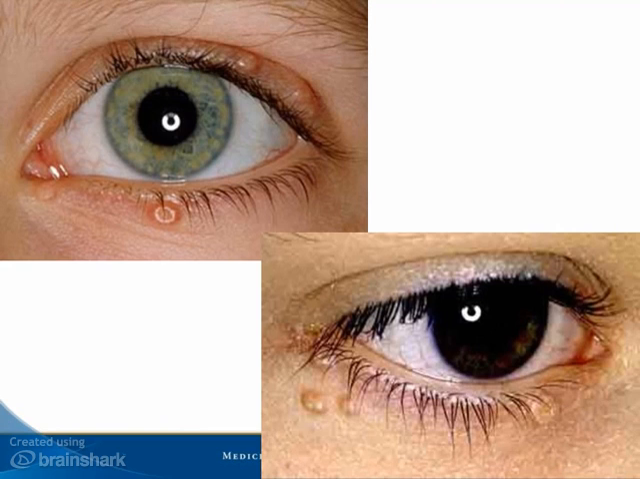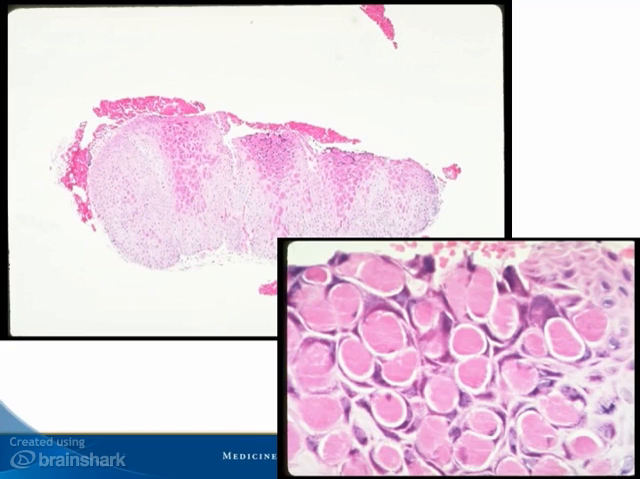these to regress. Here's a histological slide of molluscum, gross or lower magnification in the top left, and higher power picture with inclusion bodies in the lower right.